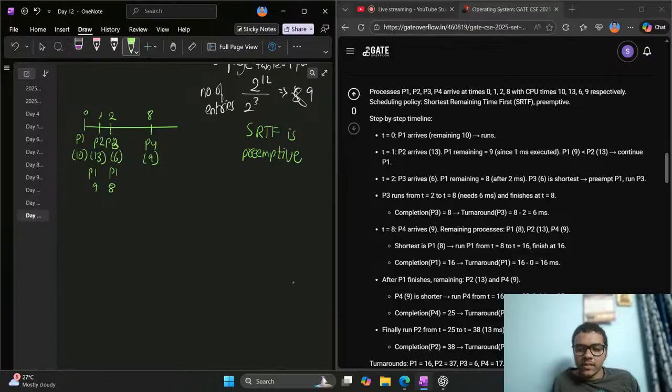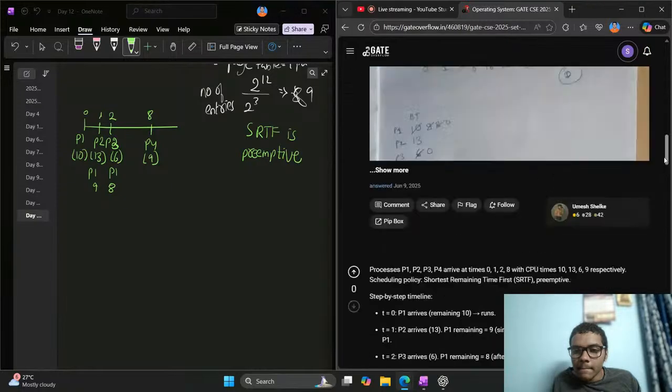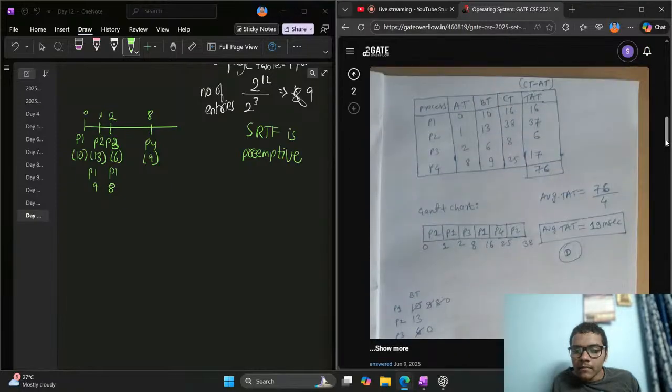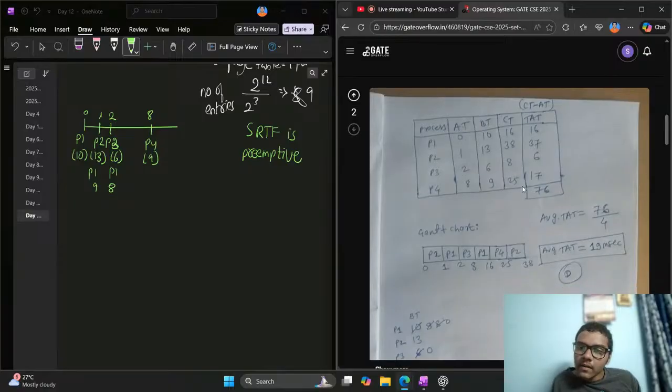After P1 finishes, you have these two. Which one? The 13 and 9 one. You will run the 9 one, 17 milliseconds. Okay. Nice, right?